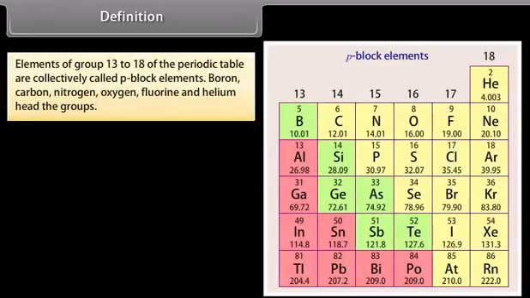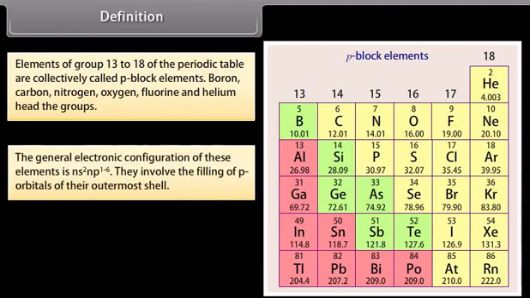Definition. Elements of group 13 to 18 of the periodic table are collectively called p block elements. Boron, carbon, nitrogen, oxygen, fluorine and helium head the groups.